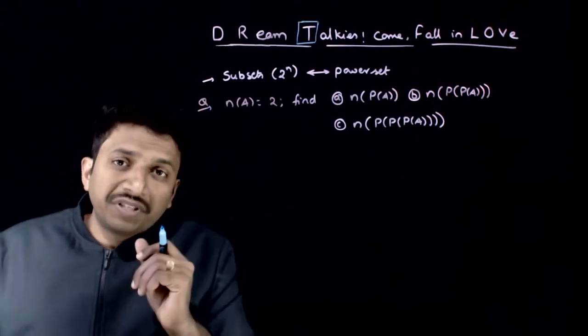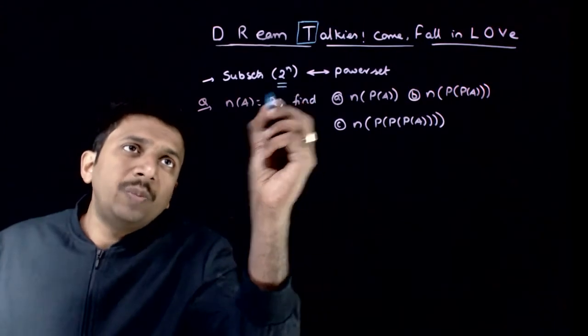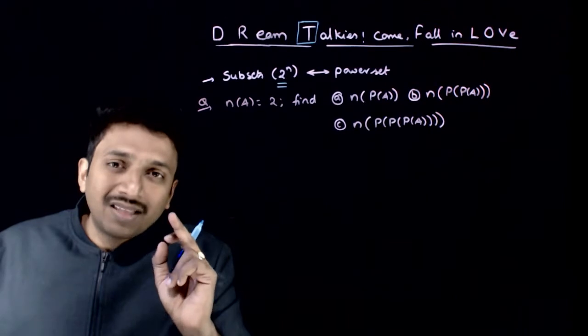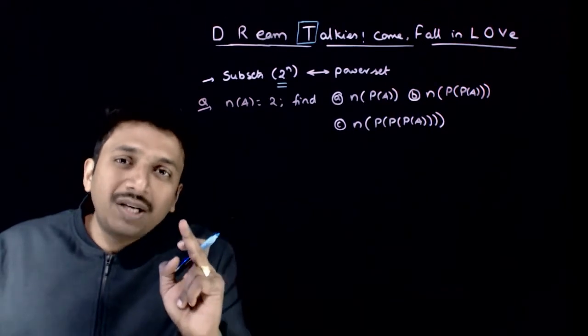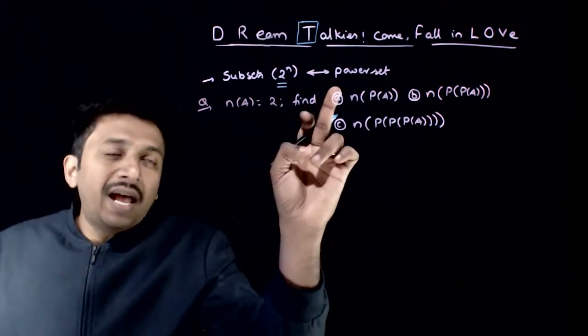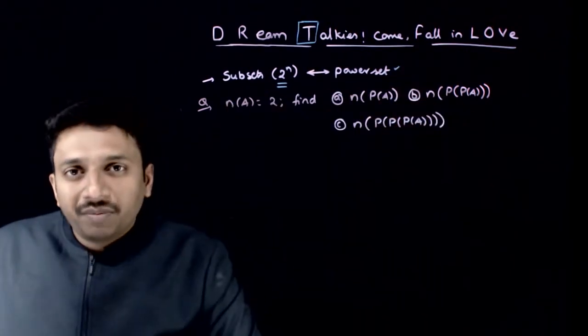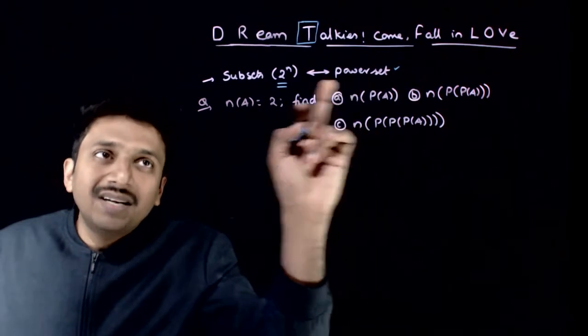So the next type of questions are from the formula 2 power n. If a set contains n elements, then the number of subsets is given by 2 power n. And these questions will be related to the concept of power set also, because power set is the set containing all the subsets.